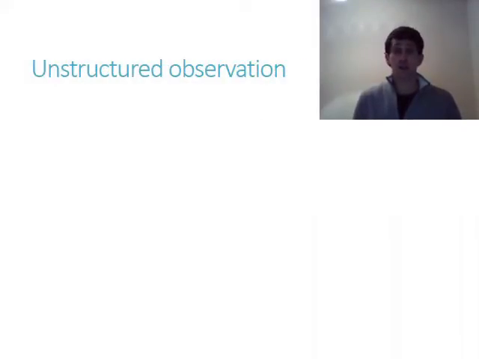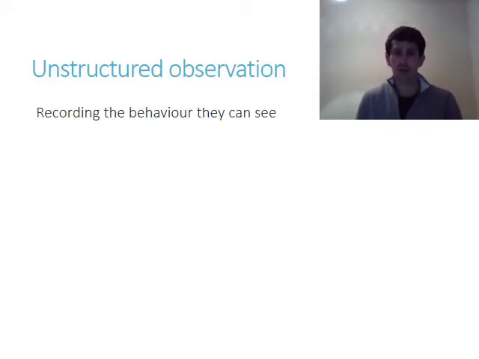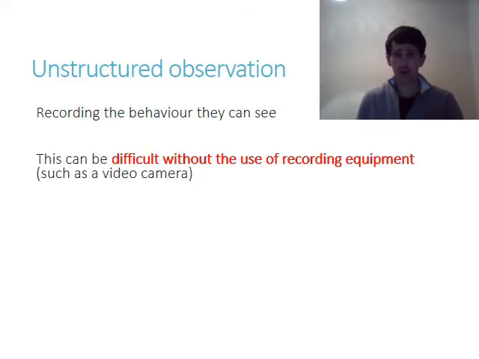So a structured observation, like we said, is using a coding system. An unstructured observation, on the other hand, records everything they can see. The observer will write down absolutely everything that they see during that time. However, this can be very, very difficult if we don't have recording equipment to use. You need a video camera, something like that, in order to make sure that the observer doesn't miss certain things. They can go back, analyse the video later, and make sure they ticked off all the behaviours and wrote down all the behaviours that they needed to.